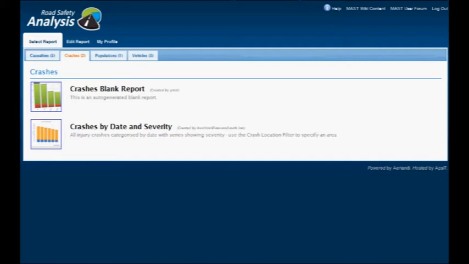In this clip, I'm going to look at the numbers of crashes involving different vehicle types and different types of casualties, and examine some of the issues when you look at that kind of analysis.